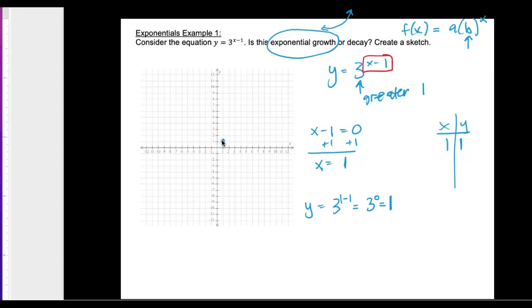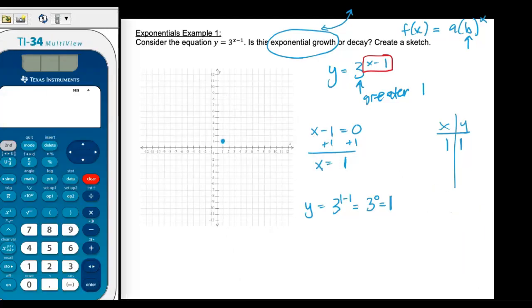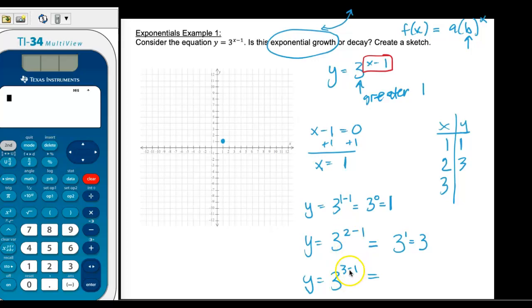And then the next point, well, it's always up to you. There's no rule here other than to pick a couple points. And if you don't get nice numbers, you can keep picking some more. So I'm just going to pick 2 and 3 and plug those in. So y equals 3 times, I'm going to plug 2 in, 2 minus 1. So that's 3 to the first power, which gives me 3. And then if I plug 3 in, you can tell just by looking at the equation that 2 and 3 are going to give me nice exponents and nice answers. So I get 9 there.